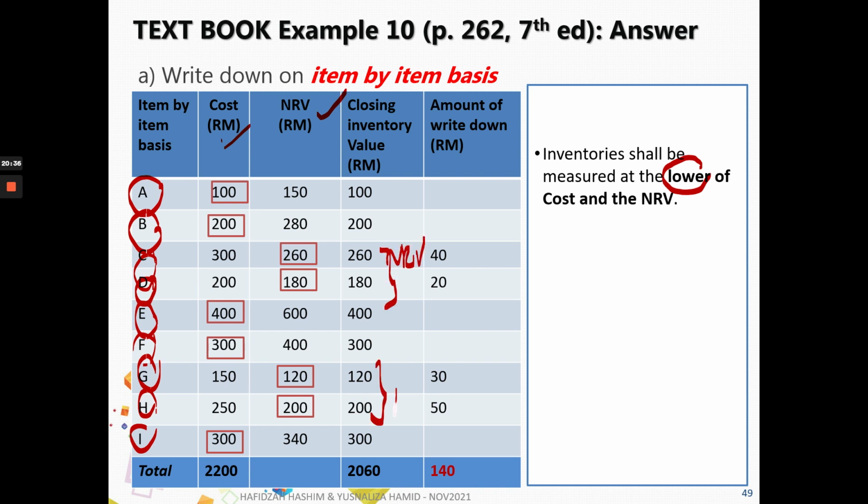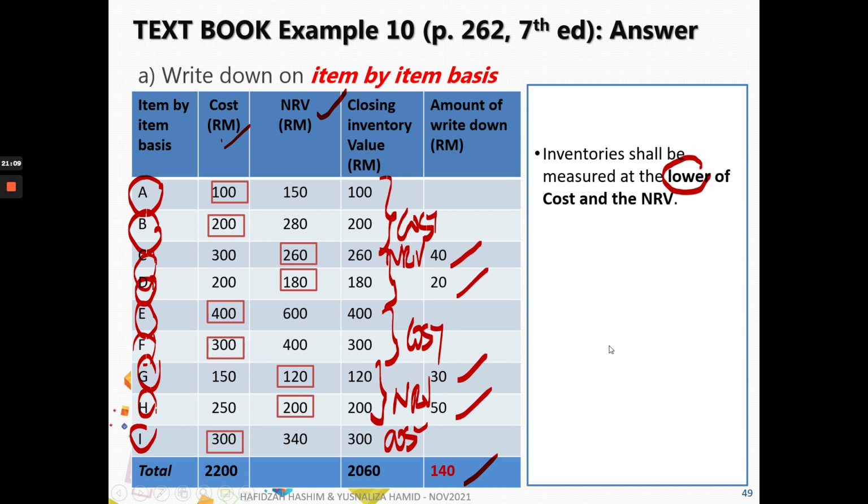These are at NRV. And the rest here is valued at cost, as well as here also at cost. So there is a mixture of cost and NRV on an item by item basis. So what is the total inventory that is being written down? You can just do the casting here. You would get 140 by adding up all this. You'll get 140. This is the one that must be written down.